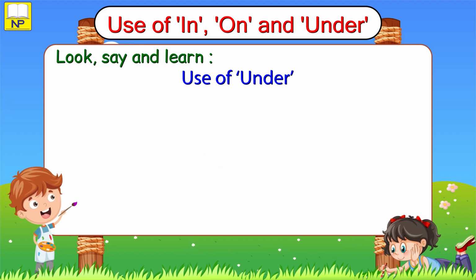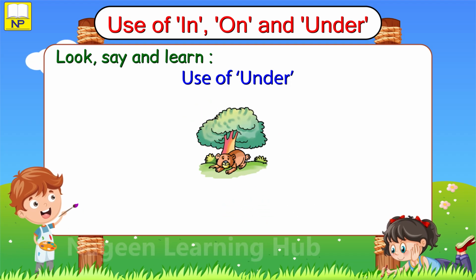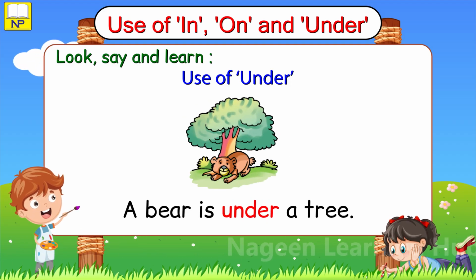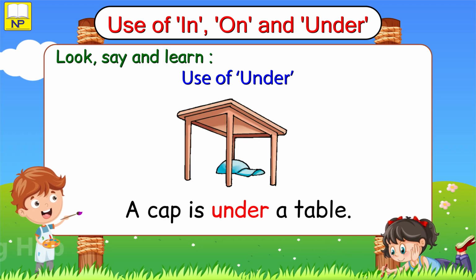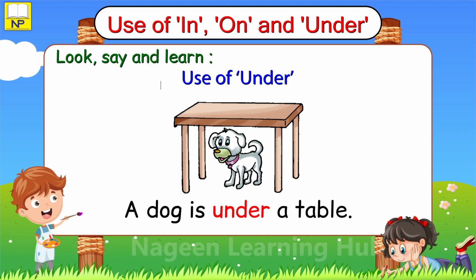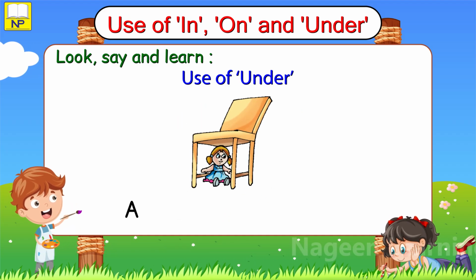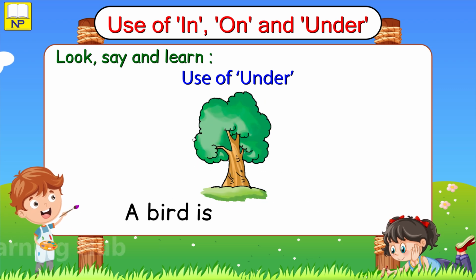Use of under. A cat is under a car. A bear is under a tree. A cap is under a table. A dog is under a table. A doll is under a chair. A bird is under a tree.